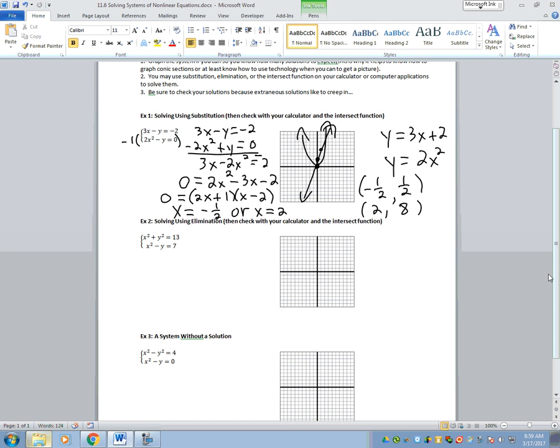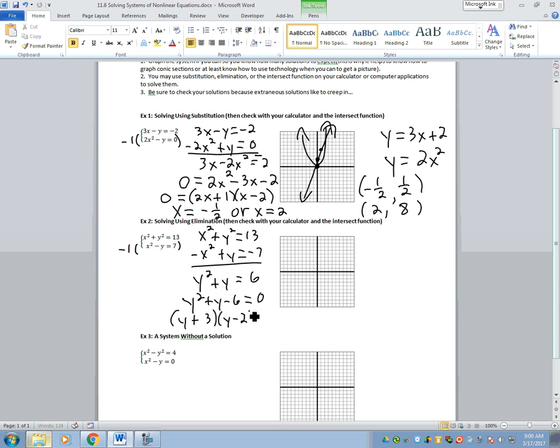What could I eliminate on this one? X squared. I cannot eliminate the y's. So multiply by -1. So my new equations are x squared plus y squared equals 13, and -x squared plus y equals -7. And so I have y squared plus y equals 6. If I subtract that 6 over, y squared plus y minus 6 equals 0. And then factor: y plus 3, y minus 2 equals 0.